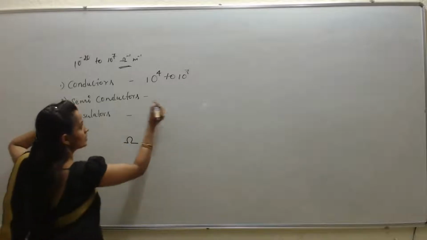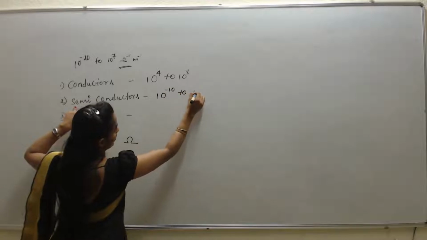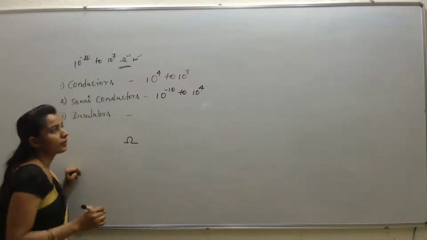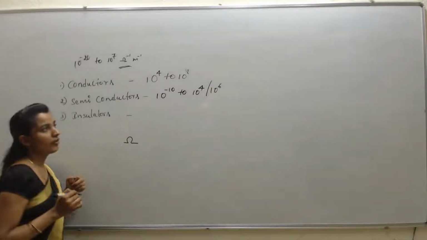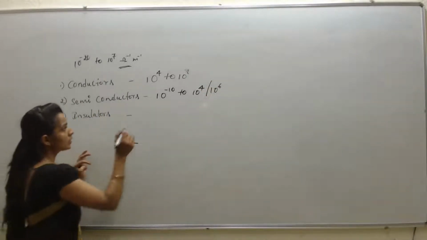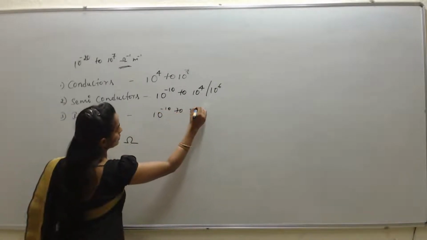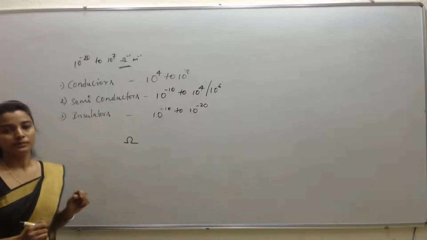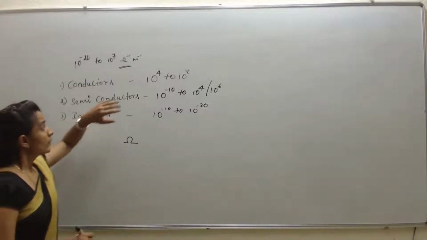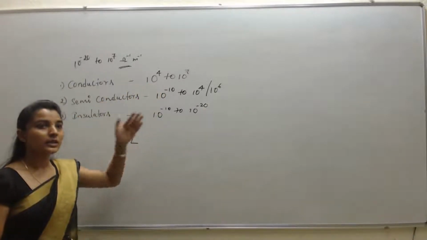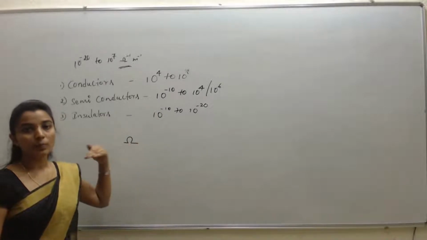Semiconductors range from about 10 to the power minus 6 to 10 to the power 4. Insulators are below 10 raised to minus 10, down to 10 raised to minus 20. This is the conductivity range. Conductivity is the property of a material to allow electric current to pass through it.